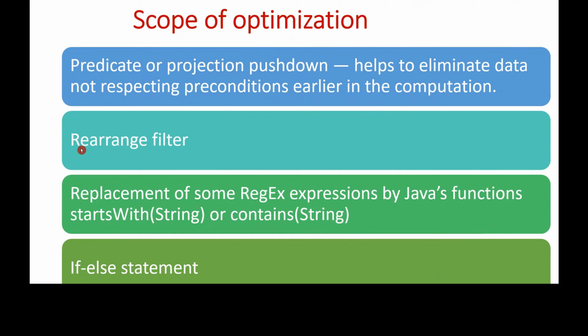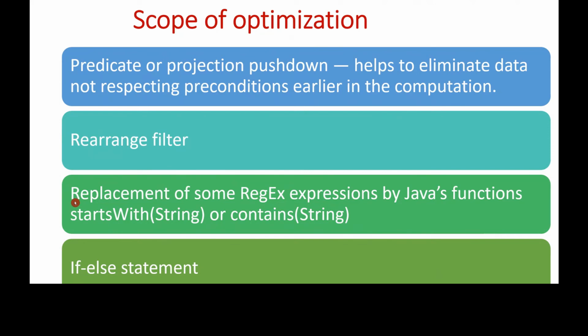Coming to rearranging filter, let's say we are applying multiple filters in one action in a data frame, or one query in the SQL API. Then what happens? The Spark engine's Catalyst optimizer will check which filter will remove most of the records that we are not interested in. Then it will push that filter to the top. That is rearranging the filter. So why do we have to do this? Because the first filter will eliminate most of the records which we are not interested in. Then we will get only a simple data set where we can quickly apply all other transformations.